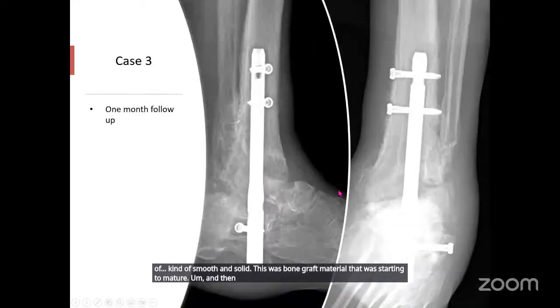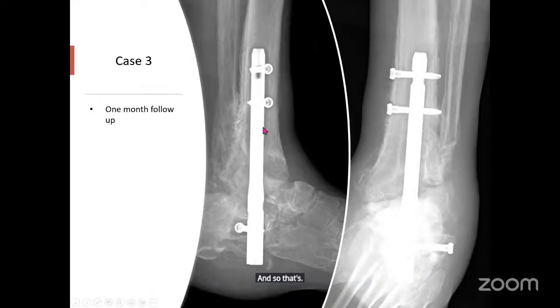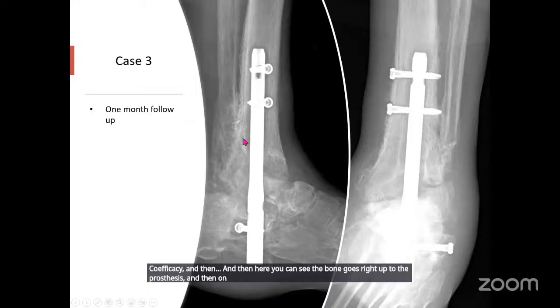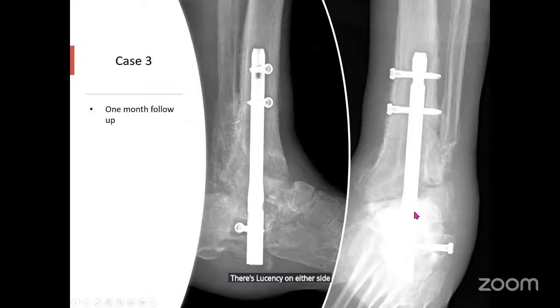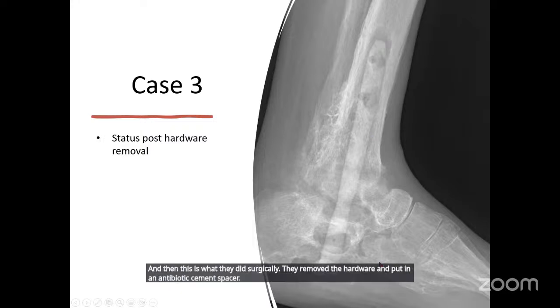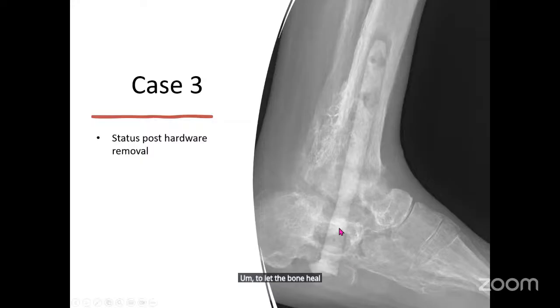And then the picture I showed you was approximately 1 month later. And now we have this lucency. You can see there's a space here between the bone and the prosthesis, and the lucency started. You have all this feathery periosteal reaction we talked about earlier. And so that lucency here is a sign of infection. Looking at those two, I don't have it side by side, but you can see there's no lucency, and then here the bone goes right up to the prosthesis, and on this one there's lucency on either side of the prosthesis, and that was the infection. And then this is what they did surgically. They removed the hardware and put in an antibiotic cement spacer to let the bone heal and give some antibiotic treatment at the same time within that cavity.